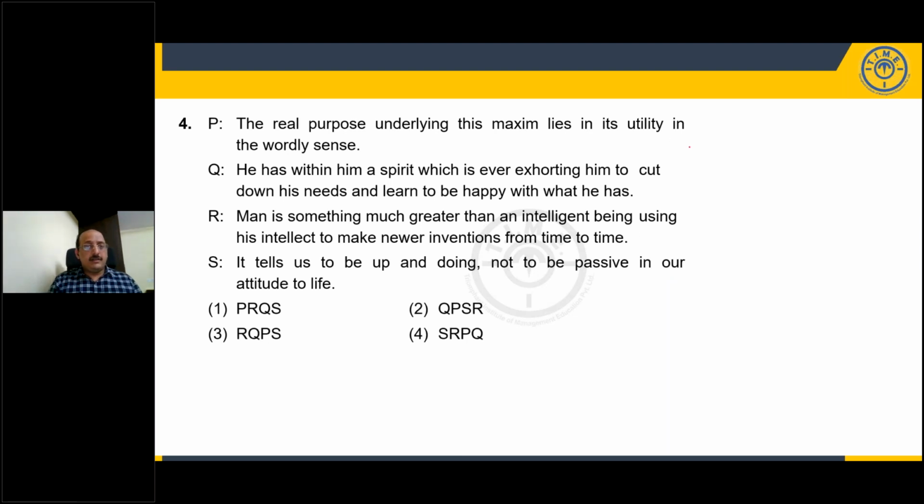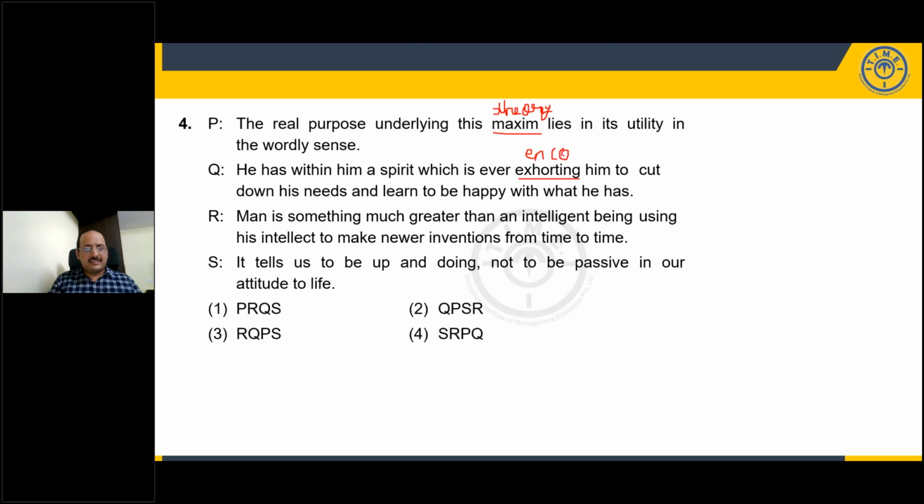Okay, the real purpose underlying this maxim lies in its utility in the worldly sense. So a maxim is basically a kind of theory or a law, a rule that is followed. The real purpose in this particular theory lies in its application in the worldly sense. So in the form of a word, it can be used in a certain way is what he's trying to tell us. He has within him a spirit that is ever exhorting. Exhorting is encouraging. So encouraging him to cut down his needs and to be happy with what he has.